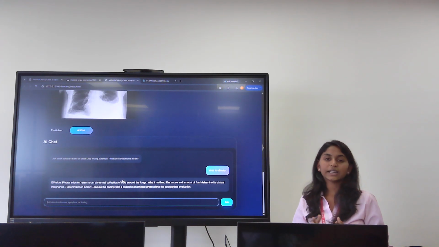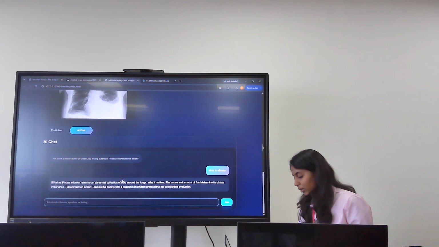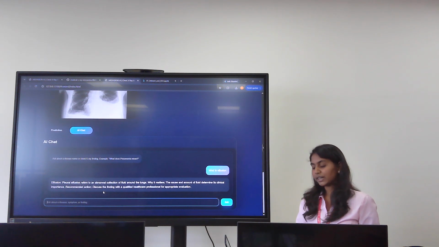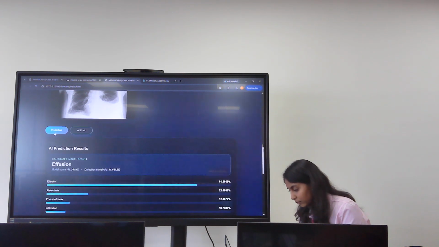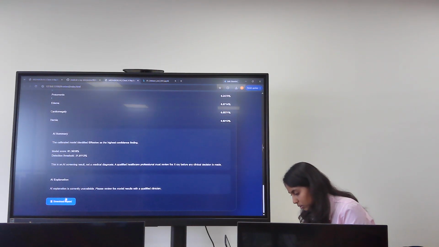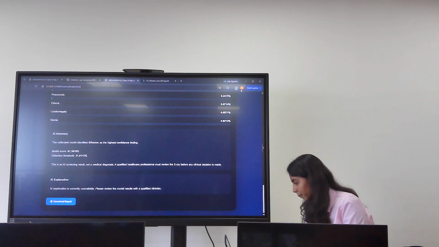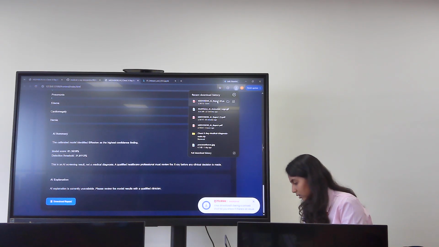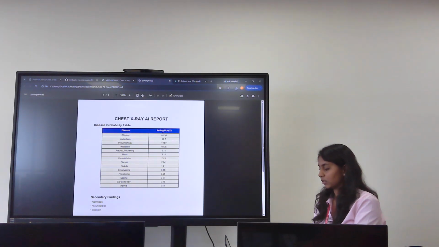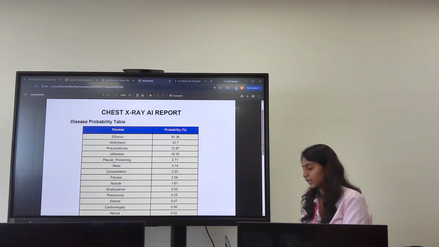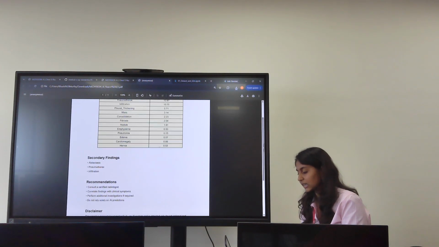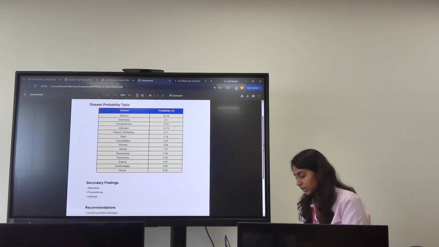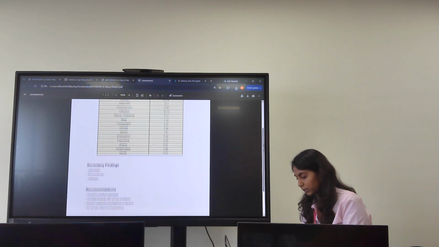But as we know, AI is not a doctor. So it also recommends that you discuss the finding with a qualified healthcare professional. And we can also download the report from here. And this is how the report looks. As you can see, the probability of effusion is 81%. And the secondary findings, that is the next highest, are other diseases, which are 22 and 12%.